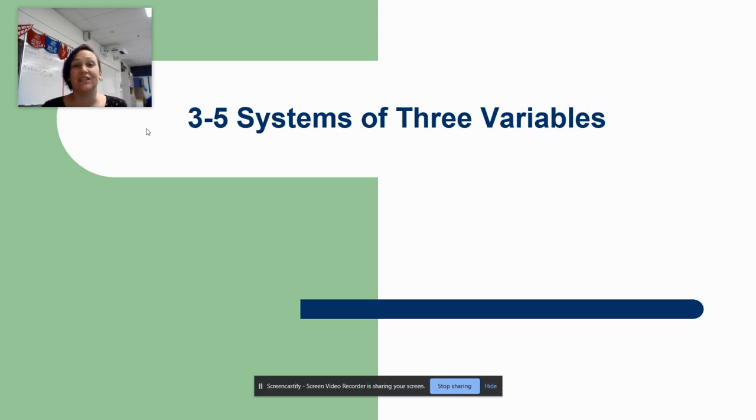Hi guys. Today we're continuing with our systems of three variables. So just a reminder, that means that there's going to be three equations and that your final answer should be an ordered triple.